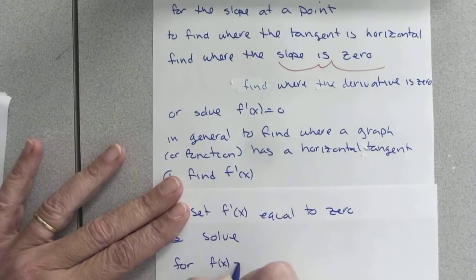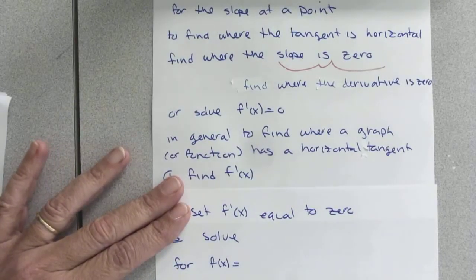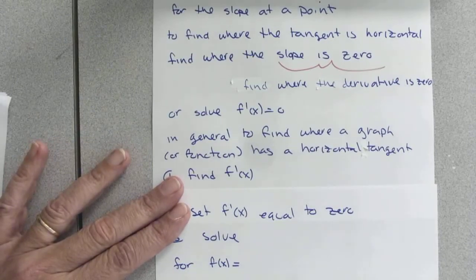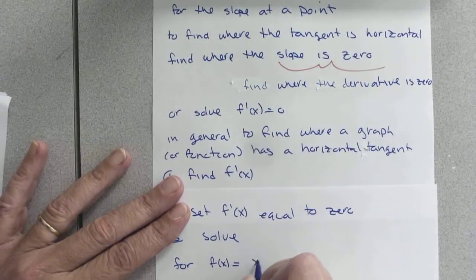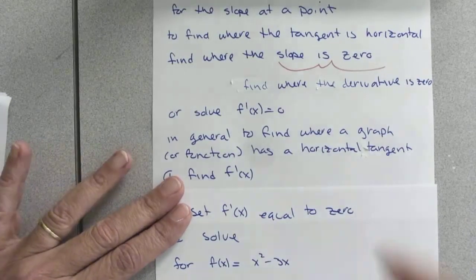So let's do it for this problem. So for f of x equals, and it was x squared minus 3x.